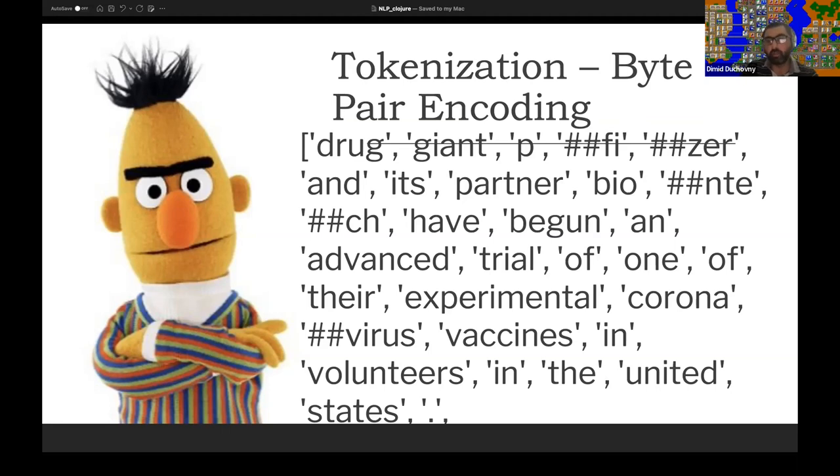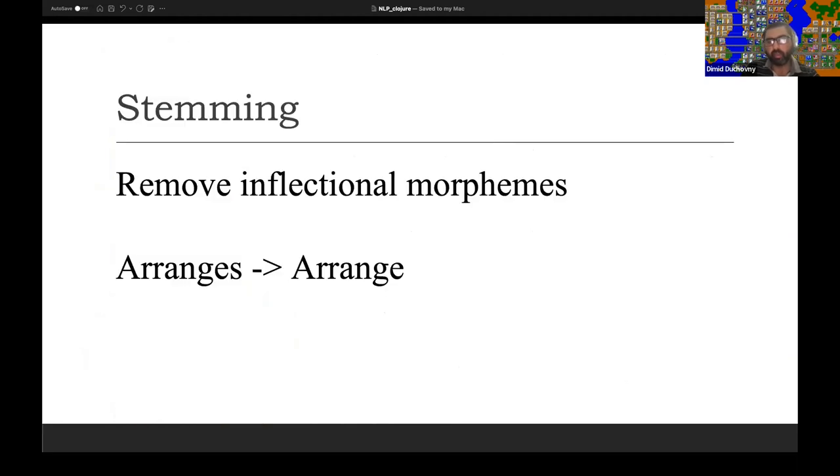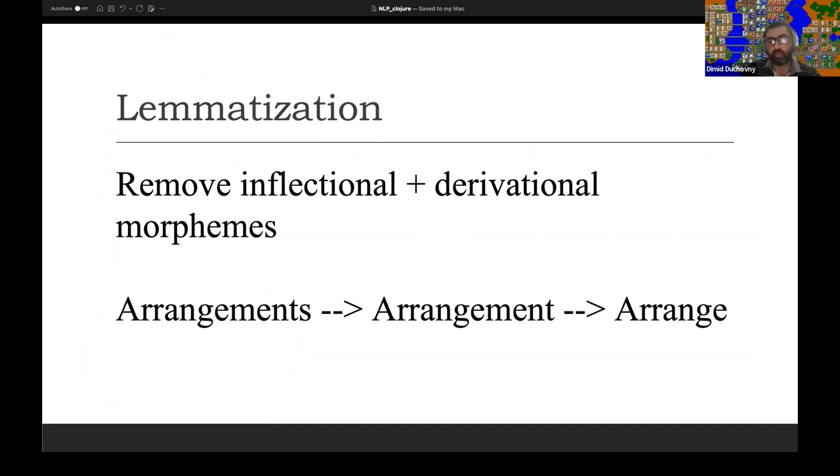And I want to talk about another common step that we use in NLP, which is called stemming. If you remember the slide about morphology, stemming basically is the process of removing inflectional morphemes, right? So if we have a verb such as arranges, we can normalize it to arrange. And a very related concept is lemmatization, when we remove both inflectional and derivational morphemes. For example, from arrangements to arrangement and then arrange.